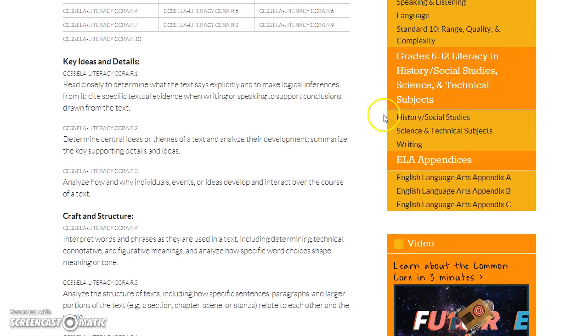And if you scroll down just a bit, you'll see that it's broken down into different sections. The first Common Core College Readiness Standard is: read closely to determine what the text says explicitly and to make logical inferences from it. Cite specific textual evidence when writing or speaking to support conclusions drawn from the text.